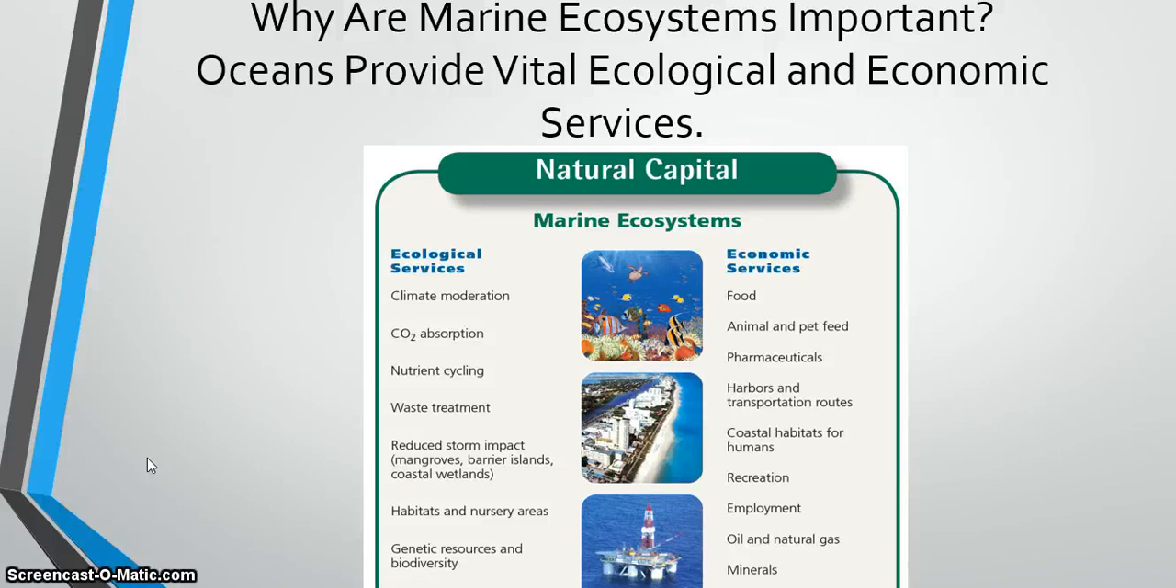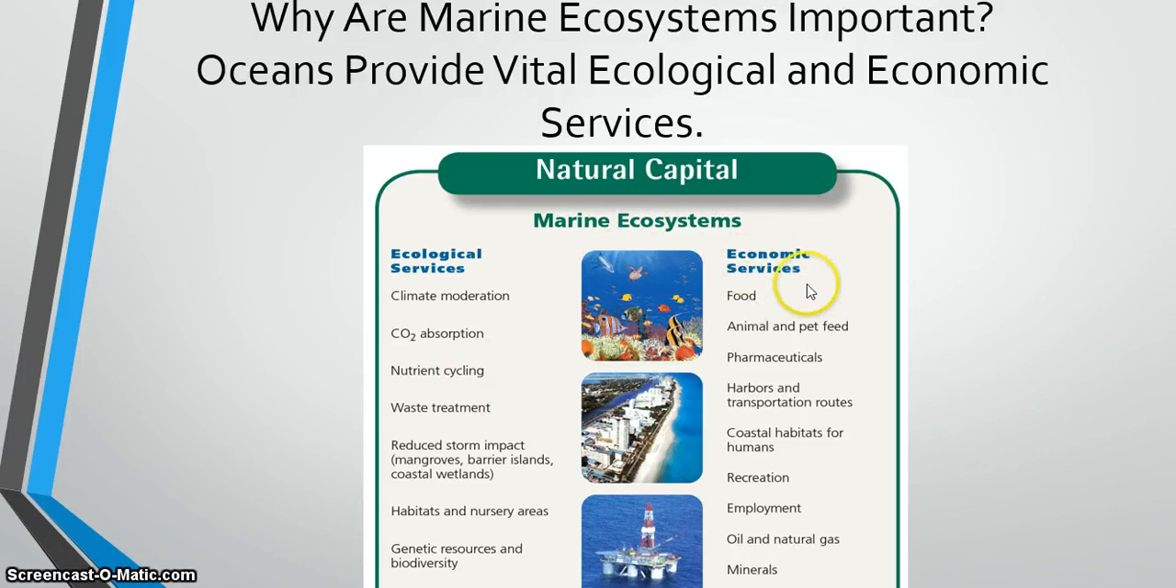from burning fossil fuels. Actually, the absorption of carbon dioxide by the oceans could change ocean chemistry, and we'll talk about that later on. They're involved in the nutrient cycling, the cycles of life, recycling all those carbon, nitrogen, phosphorus, and sulfur atoms needed to build living things. They serve as waste treatment areas. They reduce storm impact on land. They're habitats and nursery areas for wildlife. They're genetic resources and biodiversity resources, and they also provide scientific information.